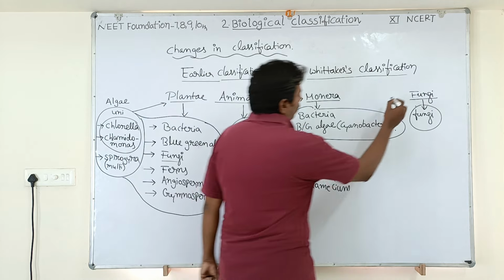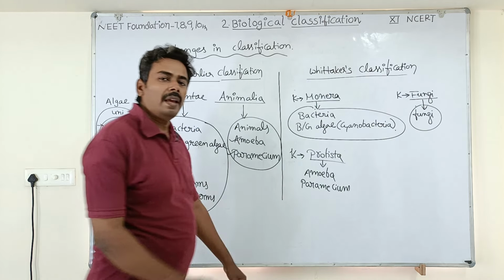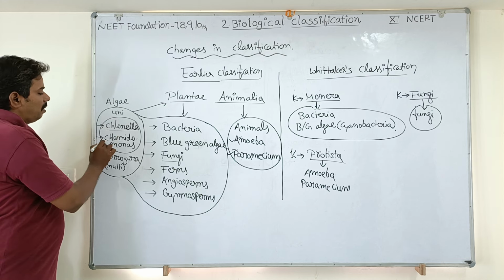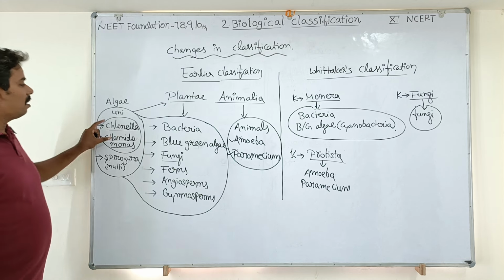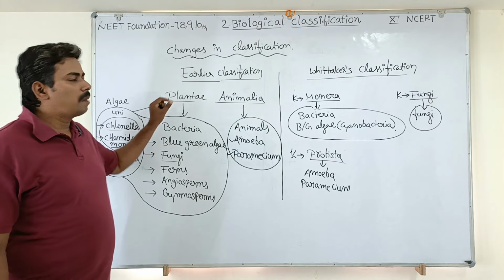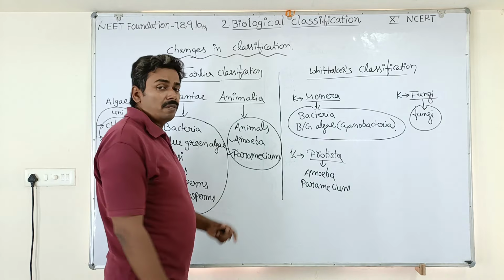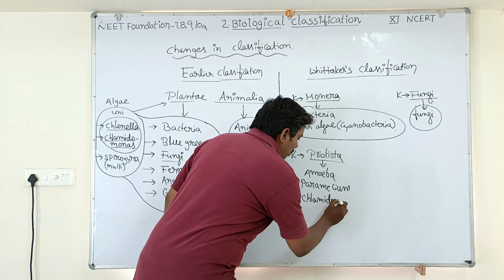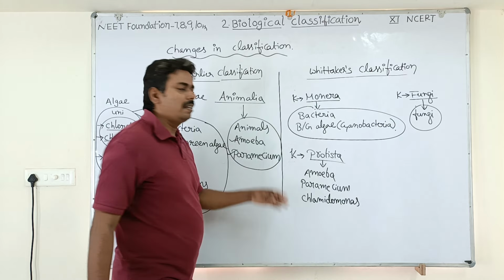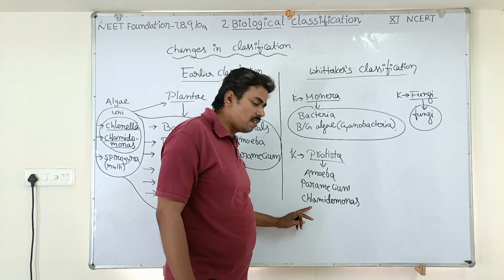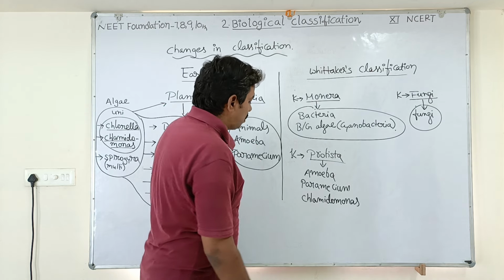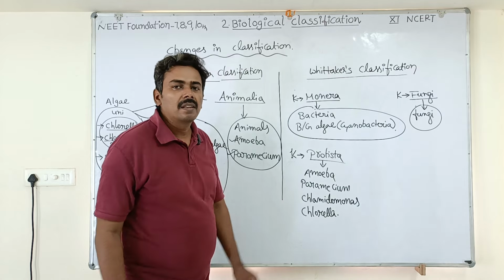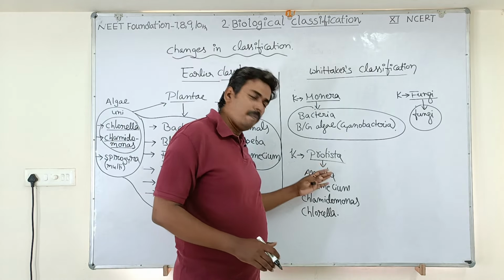This is kingdom Monera, kingdom Fungi. Okay, next, look here. Previously, unicellular algae, Chlorella and Chlamydomonas, were included under algae of the plant kingdom. Now they have to be changed into a new kingdom. So Chlamydomonas, which was previously in the plant kingdom, has been placed under kingdom Protista because it is a unicellular eukaryote. Next, Chlorella, which was previously in algae of the plant kingdom, was kept under kingdom Protista.